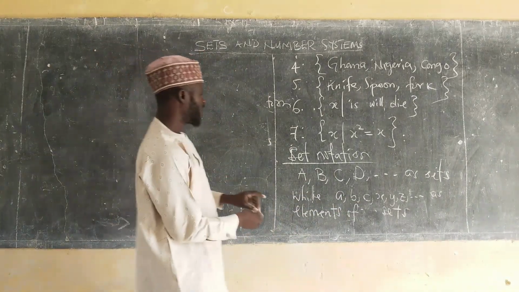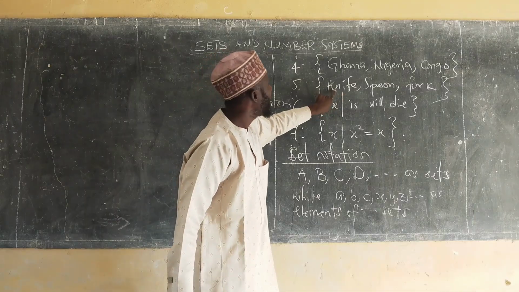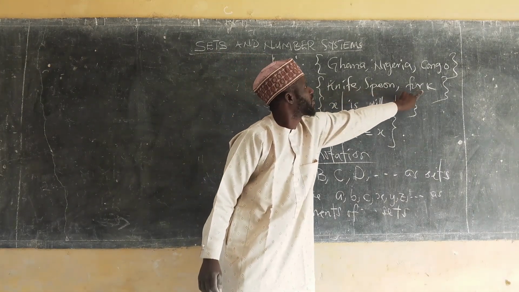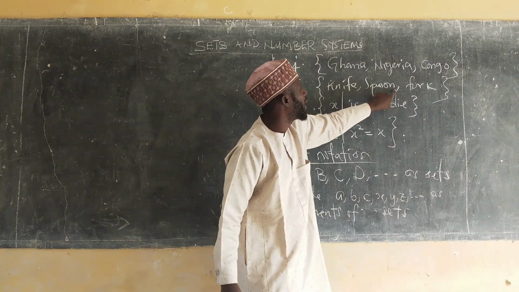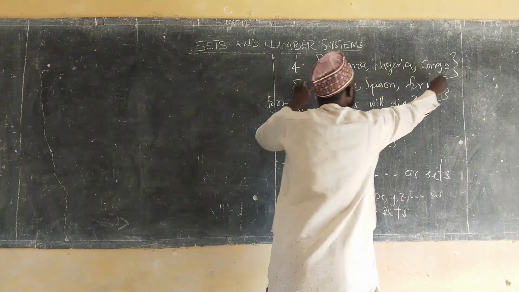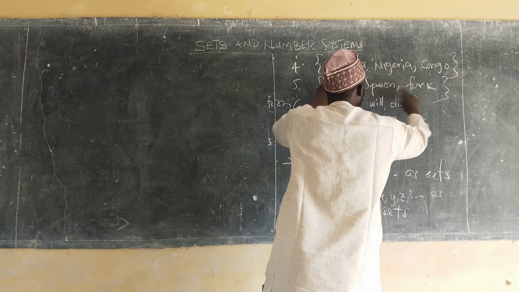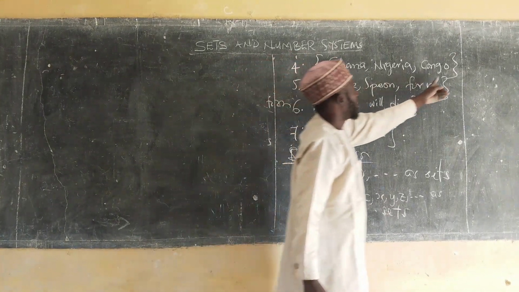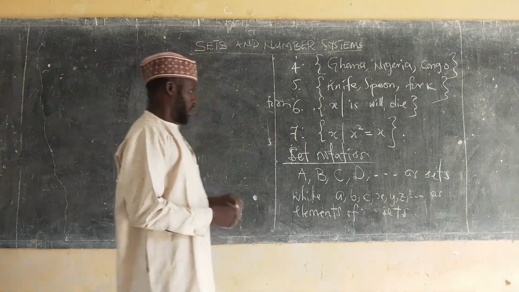Let's take a look at this example. Items in a set are separated by commas. First item, comma, second item, comma, then the last item you close. And items in a set, or elements of a set, are enclosed in curly brackets. See, open curly bracket, closed curly bracket. Look at how we have done it.